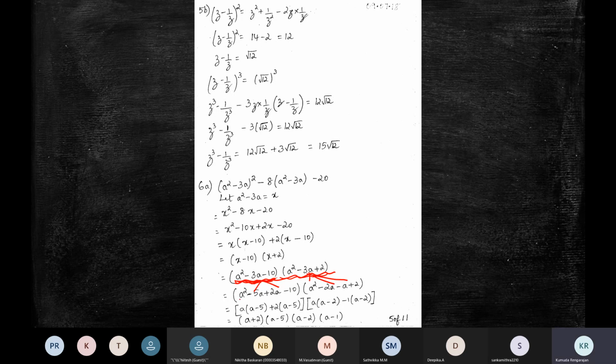So then you know the procedure. Once you split the middle term, grouping, and then this one. So these are the four factors of the given expression.